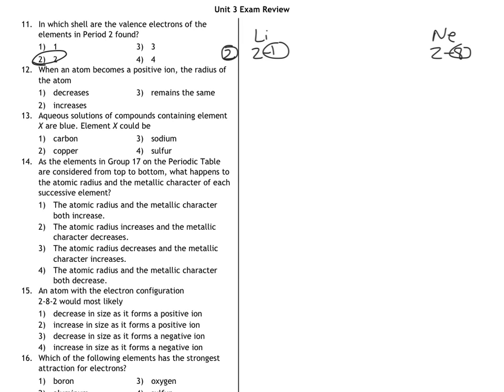When an atom becomes a positive ion, the radius of the atom decreases. And the reason for that is because when atoms become positive ions, they have to release electrons, and that also releases an orbital, and that's going to make the atom smaller.